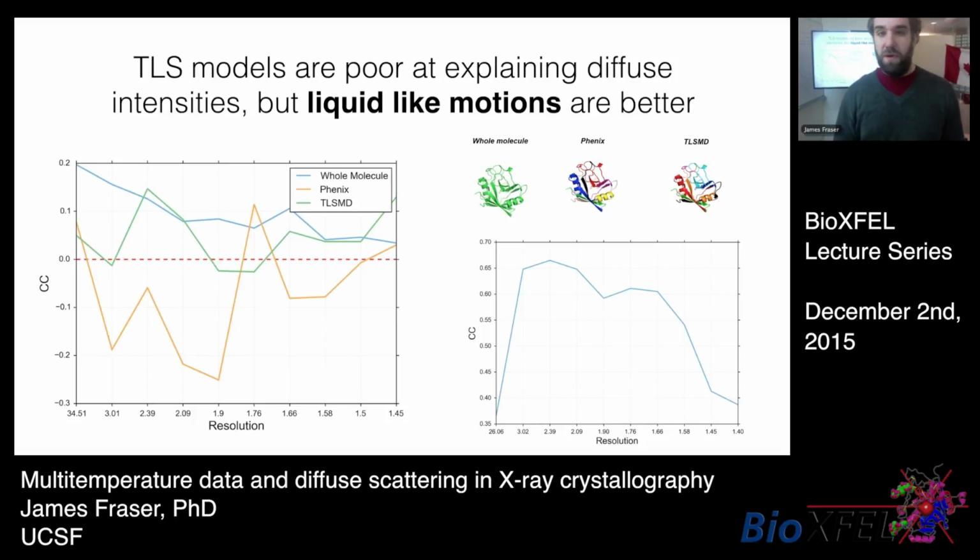The quick punchline is that one of the most common methods that we use to model displacement in PDB structures, TLS models, translation, libration, screw models of grouped anisotropic B factors, are quite poor at explaining the diffuse intensities, probably because these delineate very sharp boundaries between different rigid body segments of the protein. Liquid-like motions, which is a model that Casper has used in the past and Mike Wall has used in the past, which essentially says that motions will be correlated over a certain length scale, give a much better agreement with the experimental data. So we think that actually this can help drive new models of grouped B factor refinement to resemble something much more like the liquid-like motions model.